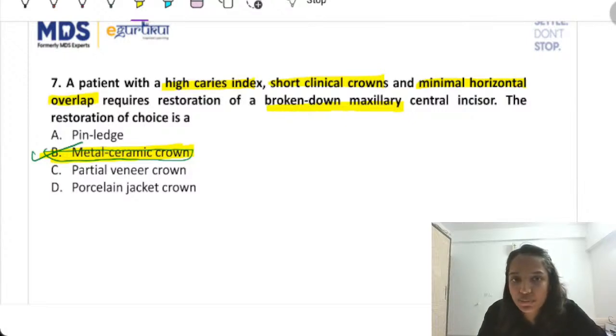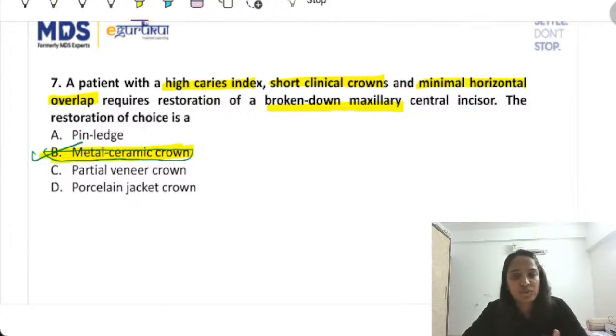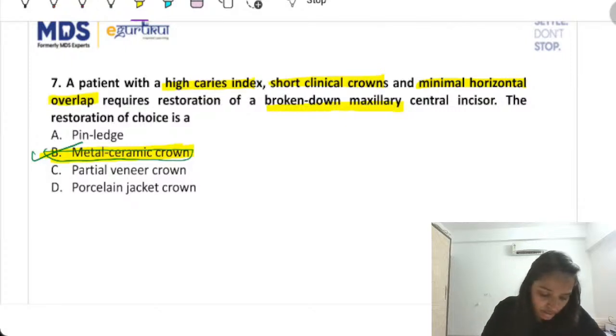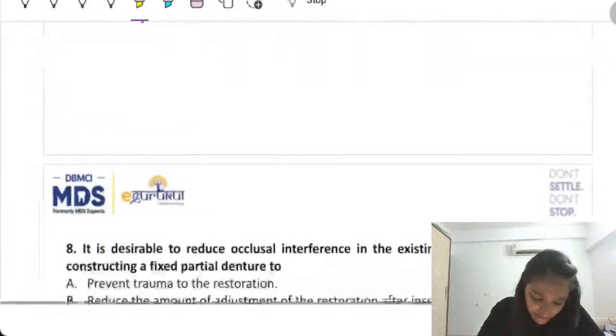Where will you not use a metal ceramic crown? Where you find that there is a larger pulp chamber. So there is a possibility that you may actually encroach onto pulp, or you have a much more intact tooth structure, so you can use a partial coverage restoration over there. Or young patients, which in turn means that you have a large pulp chamber. All of these situations, you will not use a metal ceramic crown.